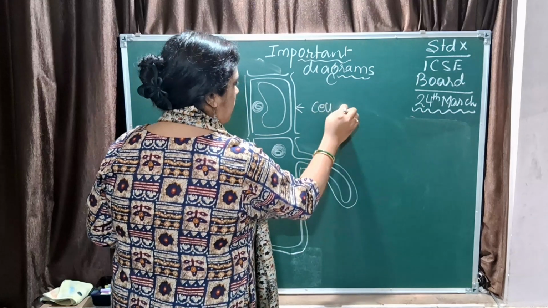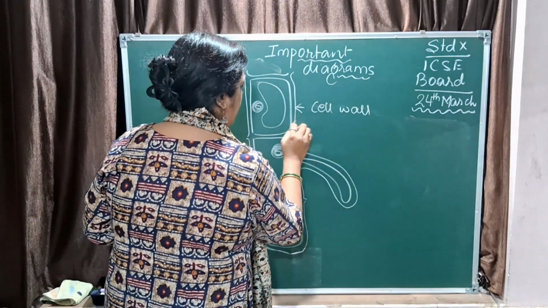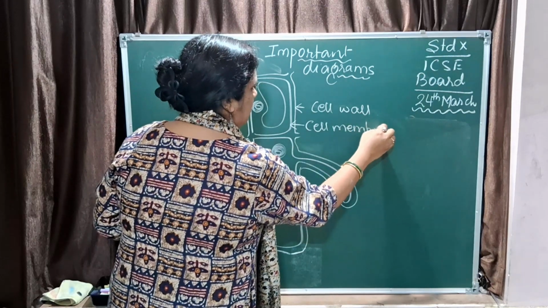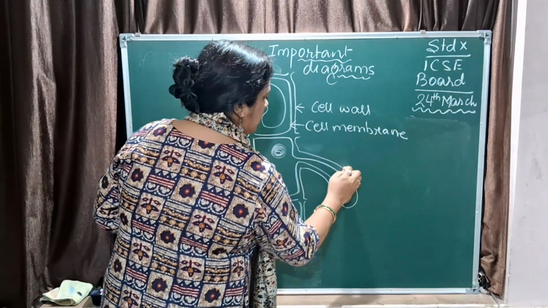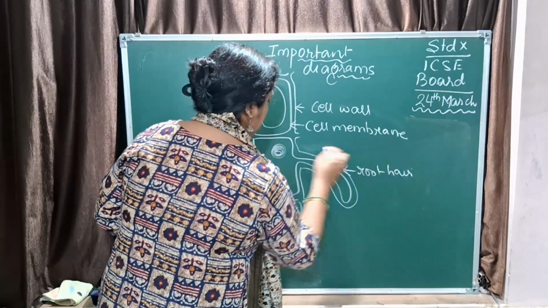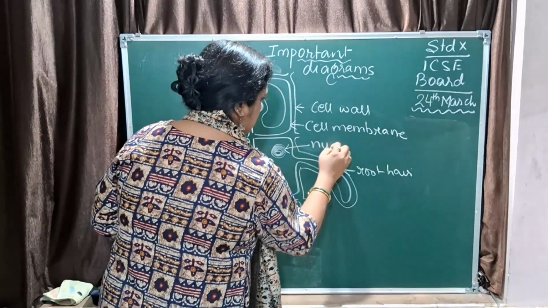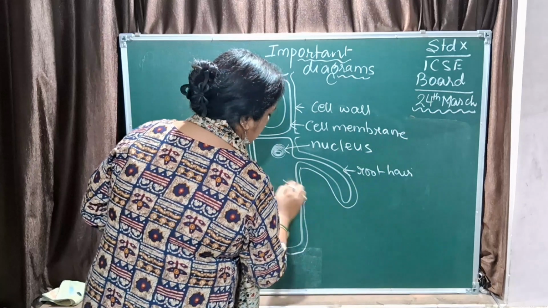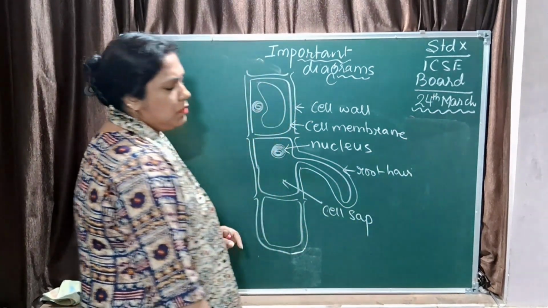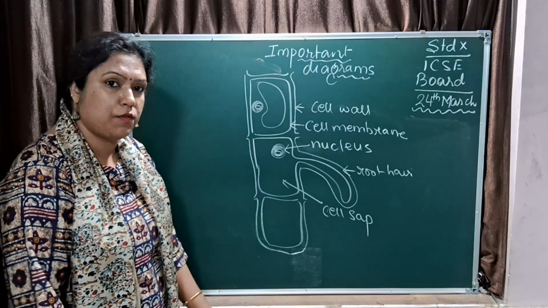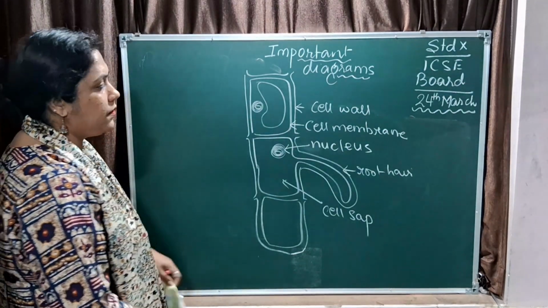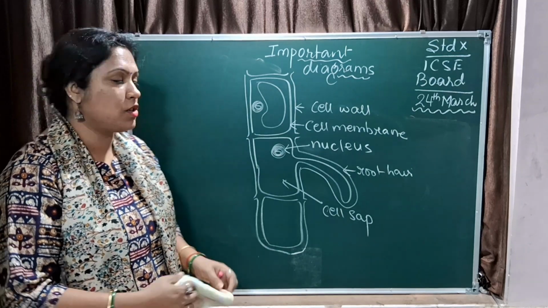Cell wall, cell membrane. This is the root hair. You have nucleus, and the liquid part is called the cell sap. This much is more than enough for you to draw for 3 marks. You can take a screenshot. I hope you have taken the screenshot, children.